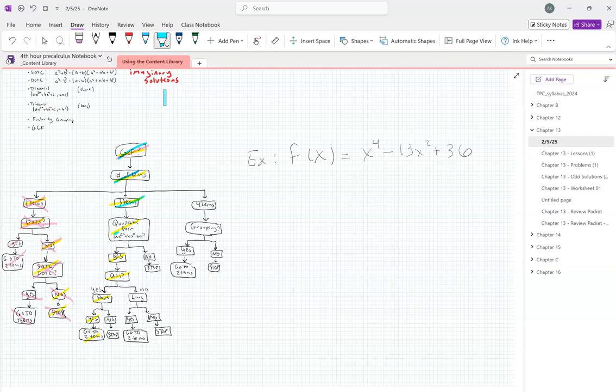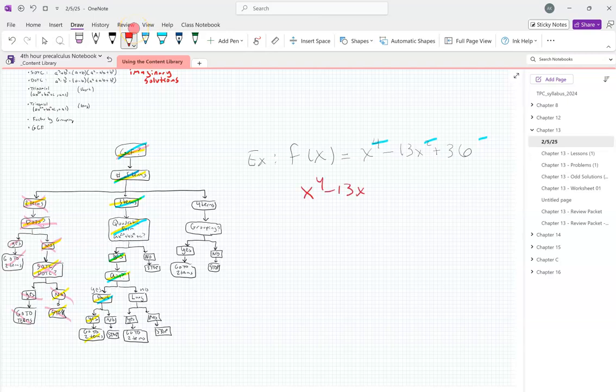Okay. Number of terms we have is 3. Is this in the quadratic form? It is, because the degrees are 4, 2, and then constant. So the first degree is 2 times the second degree, and then we have a constant stuck at the end. So this is quadratic form. The leading coefficient is equal to 1, so we're still going to do our short factor here.